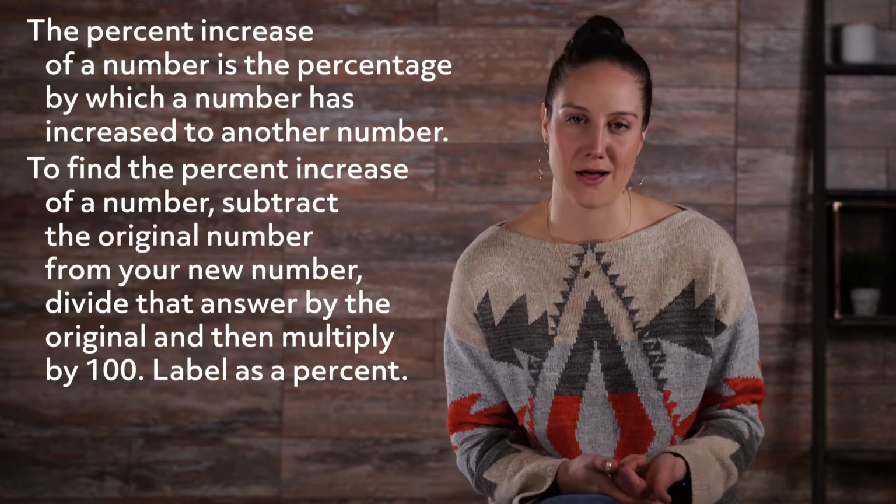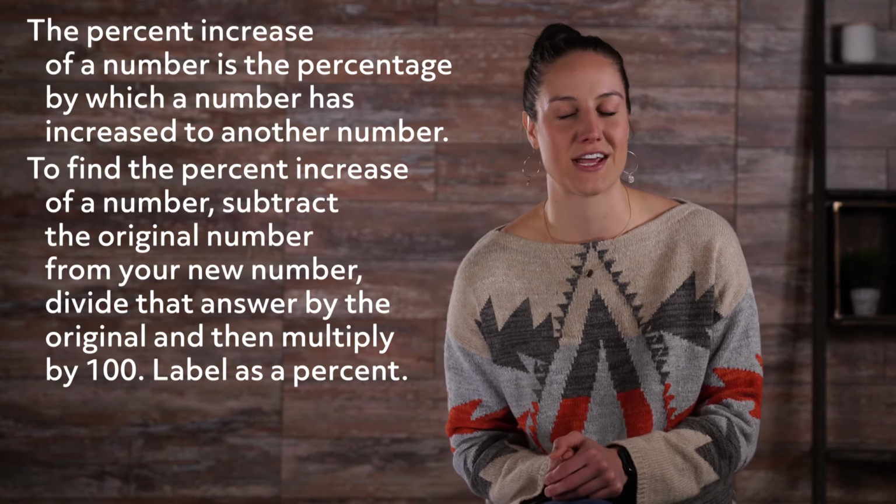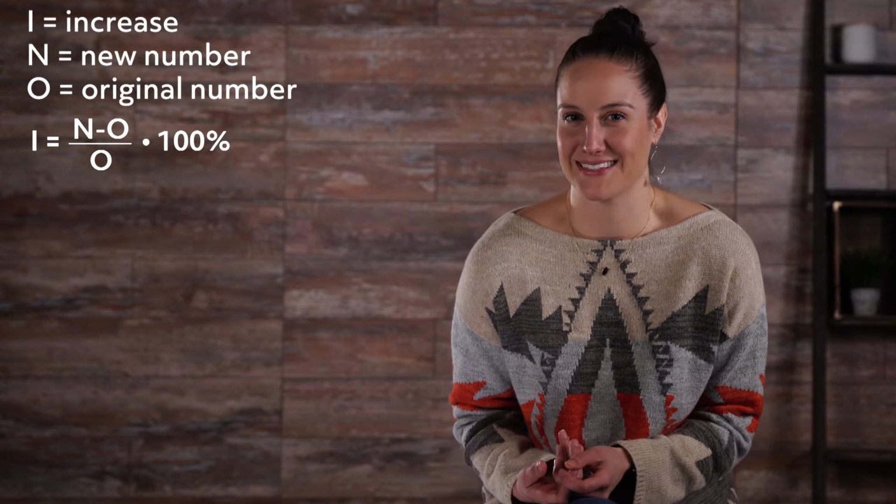Let's look at the formula written out. That might be a little easier to understand. Let I stand for increase, N for new number, and O for original number. So then you have I equals N minus O all over O, all times 100%. Working through a couple of examples might help you understand.